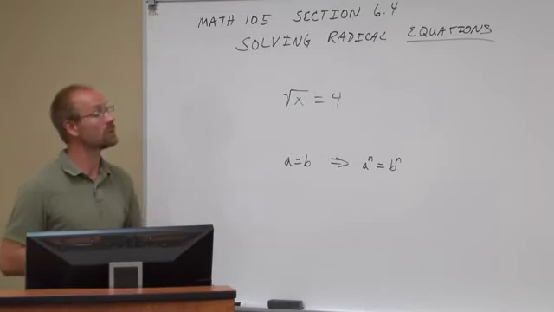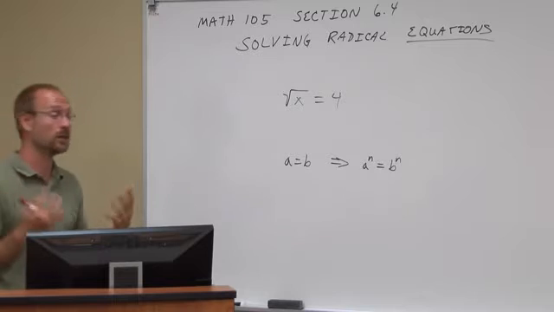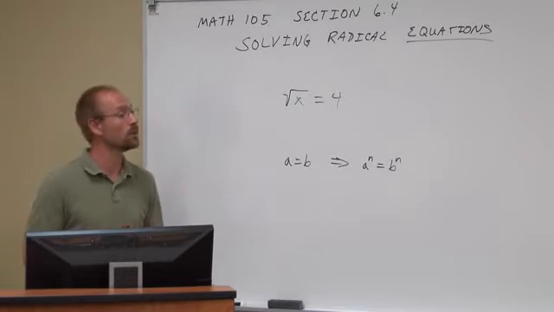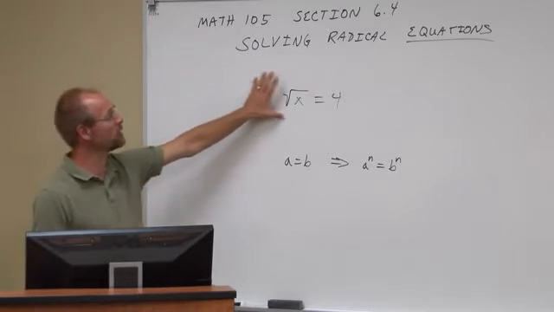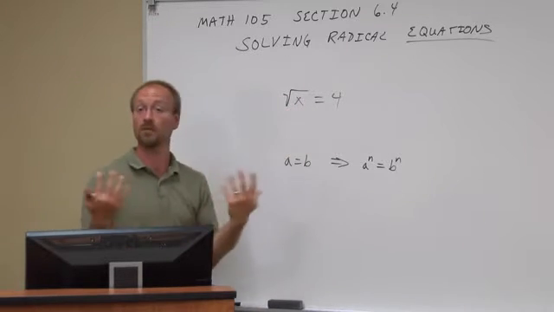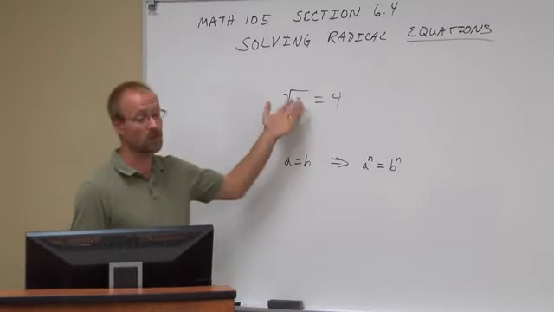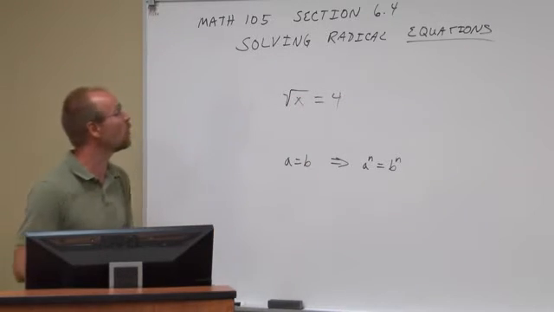Today we're going to talk about section 6.4, which is solving radical equations, equations that contain radicals. If we consider this example here, the square root of x equals 4. Some of you may be able to look at that and say intuitively, well, I know the square root of 16 is 4. But let's actually see why.